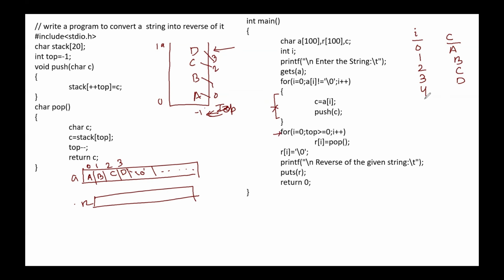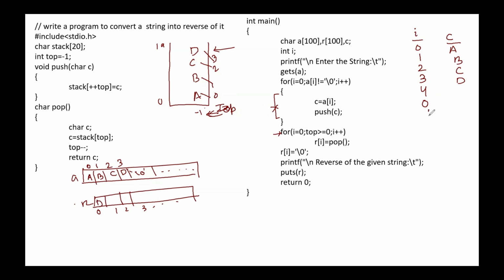The next for loop is for I equal to 0. So now initialization I equal to 0. Is top greater than or equal to 0? Yes, top is right now 3. Then what happened? We have to pop the value and store it inside R[I]. So this is our R, this is 0, 1, 2, 3, 4 and so on. So R[0] stores the first popped value. What is the popped value? D. So it's still I equal to 0.